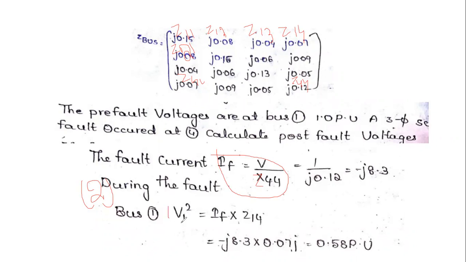What is the formula for V1 square? V1 square means voltage at bus 1 during fault condition, which is equal to IF, the fault current, into Z14. What is the value of Z14? Z14 equals j0.07, and IF is j8.3. Substituting the values, we obtain the voltage at bus 1 during the faulted condition.